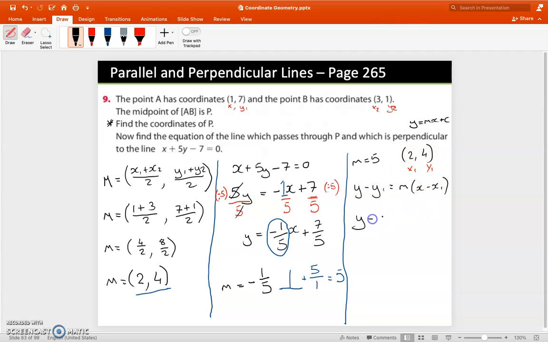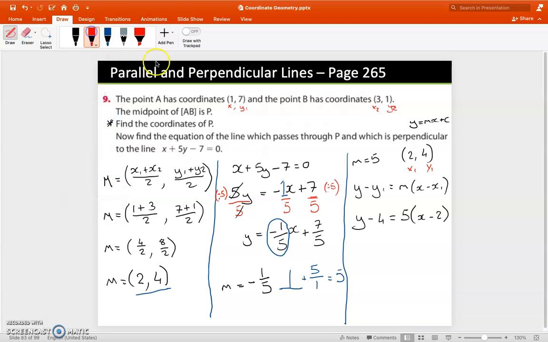So we're going to have y minus y1, which is just going to be y minus 4. My m is 5, so 5 goes here. x minus x1, my x1 is 2. I didn't do the brackets for my x1 and y1 because they're both positive numbers and I don't have a lot of space here, okay? If it helps you to do the brackets, you can do the brackets.